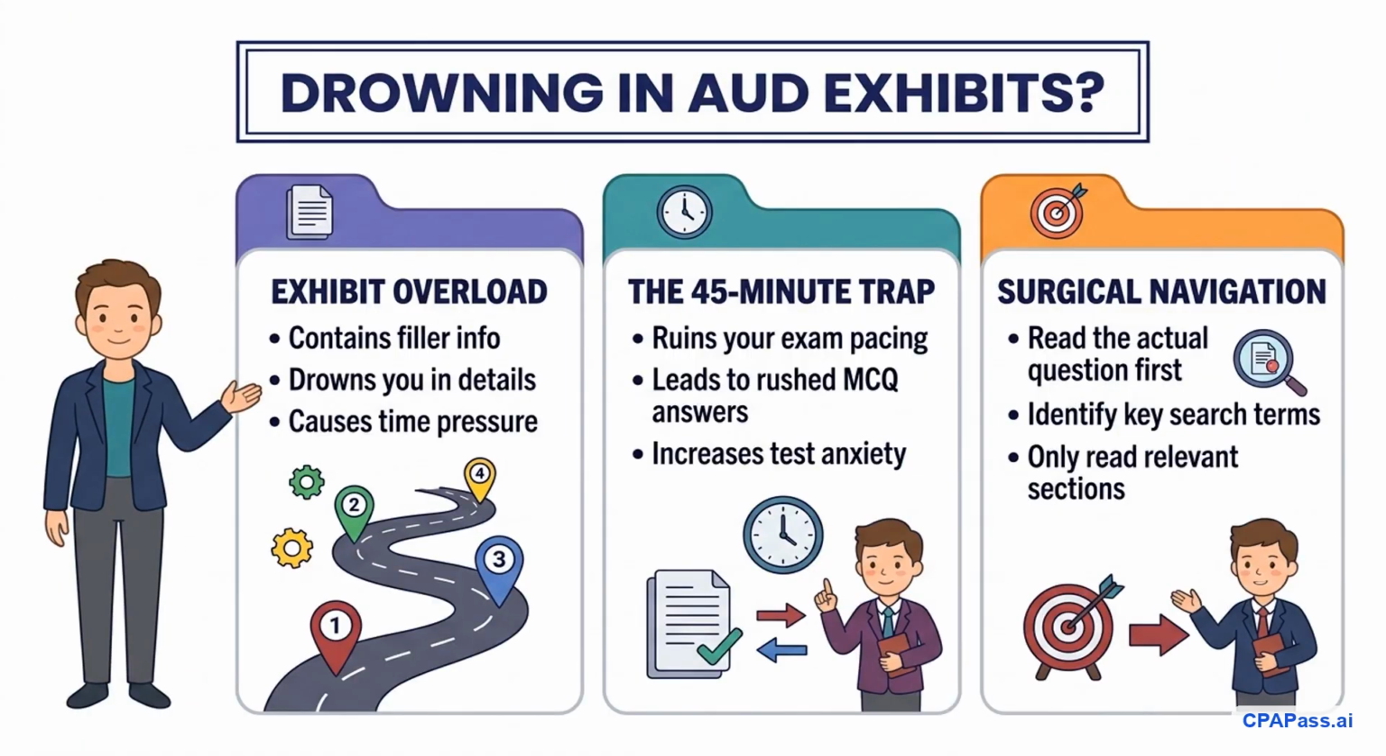The second trap is the simulation time sink. AUD simulations are notoriously heavy on exhibits. You will open a single task-based simulation and find 6 different PDF attachments, meeting minutes, internal control memos, and ledger details. If you try to read all of these cover to cover before looking at the actual questions, you will run out of time. Candidates spend 45 minutes on a single simulation, get overwhelmed, and panic. You must learn to navigate these exhibits with surgical precision. Let's look at how we reverse engineer these massive simulations to save your time and your sanity.